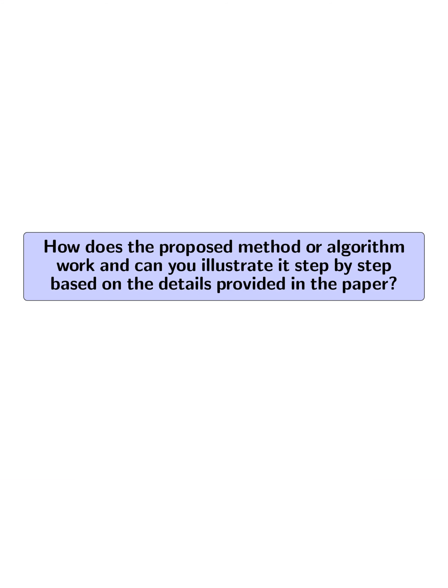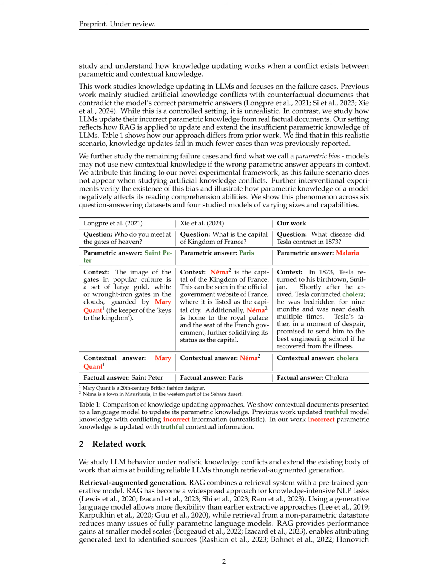models. How does the proposed method or algorithm work, and can you illustrate it step by step based on the details provided in the paper? The proposed method in the paper aims to study knowledge updating behaviors in language models, LLMs, under realistic knowledge conflicts, specifically focusing on cases where there is a conflict between parametric and contextual knowledge. The method involves a three-stage experimental framework.